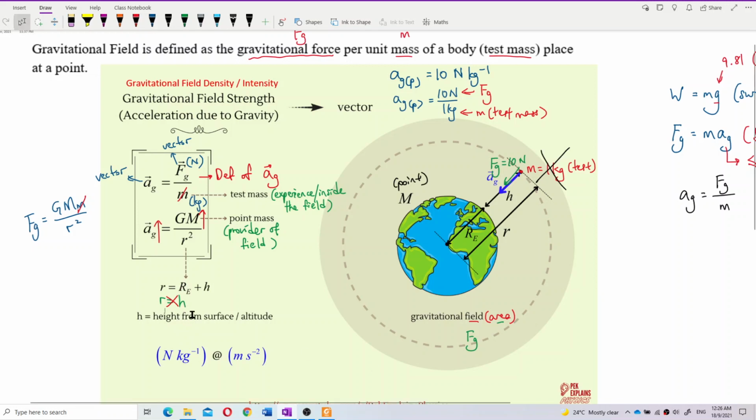It's not the distance from the surface. You must include the radius of Earth plus the height. Remember, R is always the distance to the center of the provider. In other words, it is the distance to the center of the point mass. Okay?